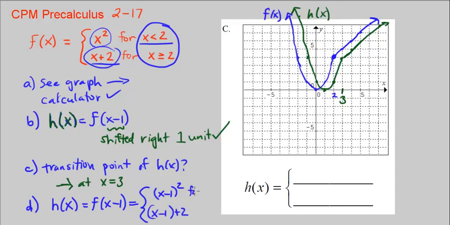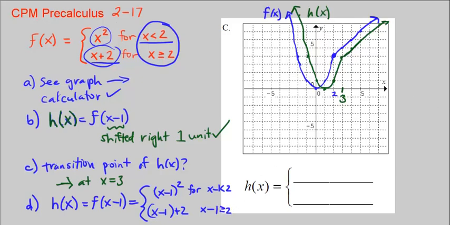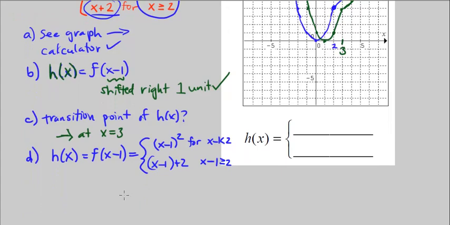And before we had x less than 2. Well, now it's going to be x minus 1 is less than 2. And before we had x greater than or equal to 2, so now it's going to be x minus 1 is greater than or equal to 2. Okay? So let's simplify this. I'm going to leave this as x minus 1 squared, because it just looks like x squared shifted to the right by 1, and that's what we want it to look like. But I'm going to simplify this. X minus 1 plus 2 is just x plus 2, because we combine the negative 1 and the positive 2.